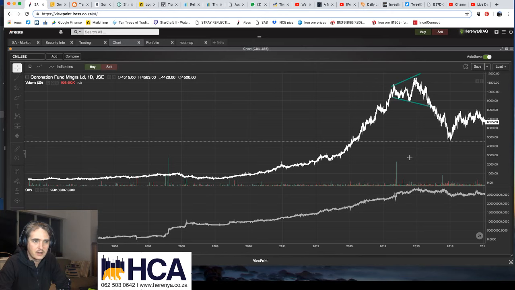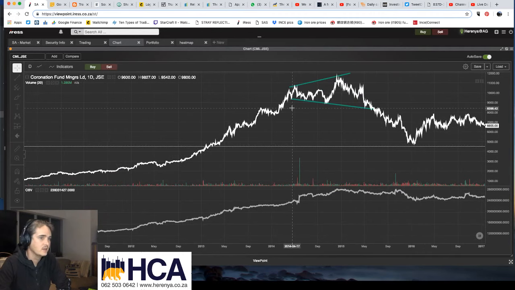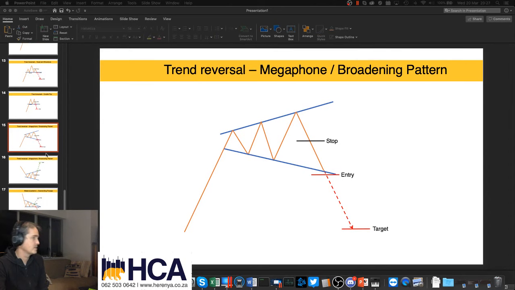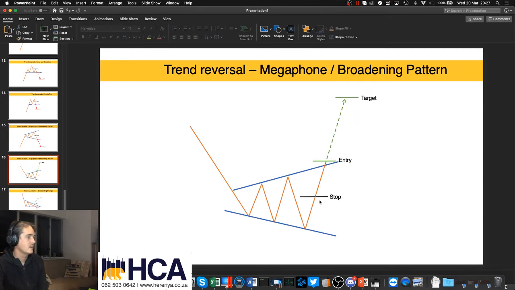Whether or not I used that correctly, I don't know, but I remember I had that chart drawn in ages ago, but I didn't trade it, so I suppose it doesn't really count. Anyway, alright, so broadening pattern. Similar kind of situation, it's a trend reversal signal, and the opposite of that looks like that. What is nice here is you can put your stop loss in the middle between the two trend lines, if you want to call them that.